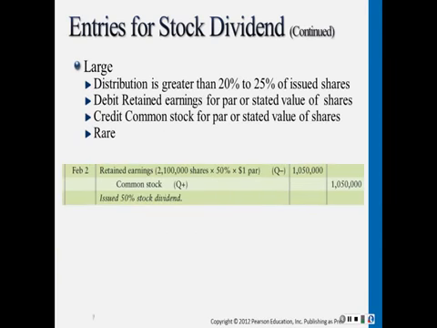Large stock dividends are rare, but when they are declared, they are accounted for at par value instead of market value. Par value is used because the larger number of shares will reduce the market value, making it an invalid measurement of the dividend value. The distribution is greater than 20% to 25% of issued shares. You debit retained earnings for par or stated value of the shares, and you credit common stock for par or stated value of the shares.